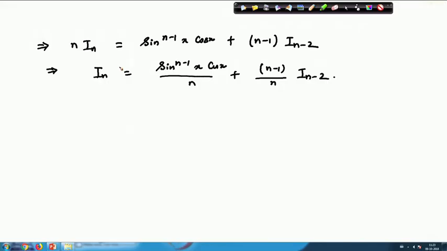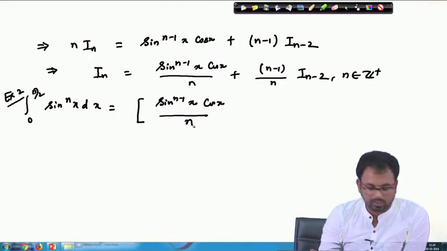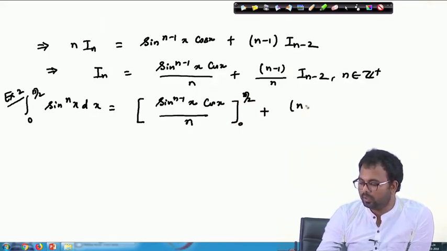Now suppose we need to calculate the integral from 0 to pi by 2. So this is our required integral formula, where n belongs to the positive integers. Suppose we are asked to calculate the integral of sin n x dx. This is an example. So what would this be? This would be basically minus sin n minus 1 x cos x divided by n, evaluated from 0 to pi by 2, and this will be a definite integral.